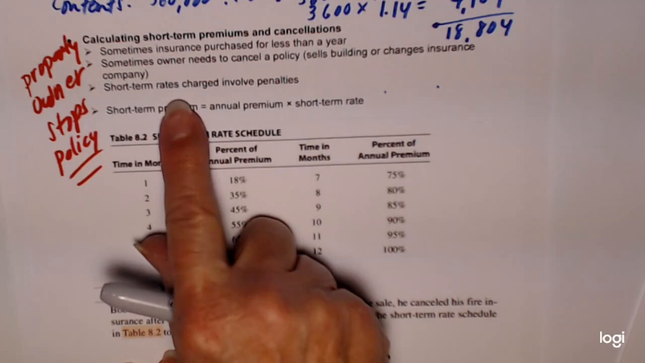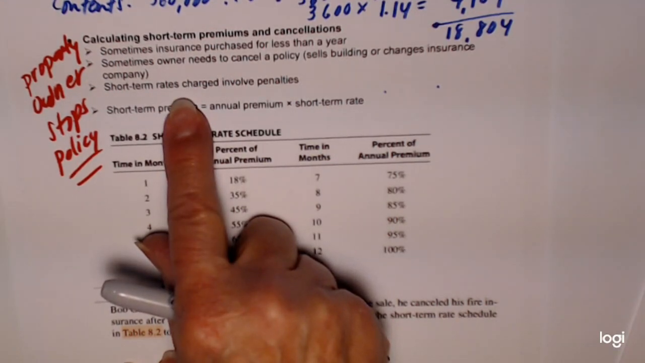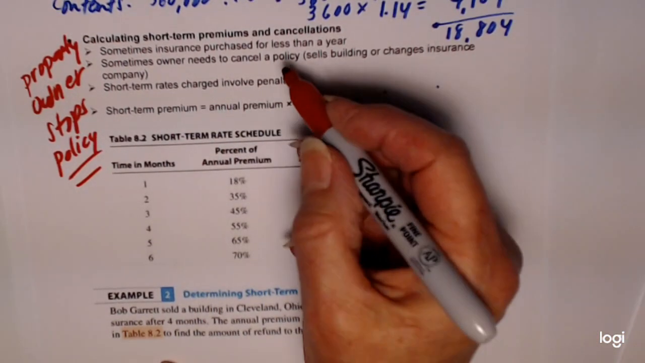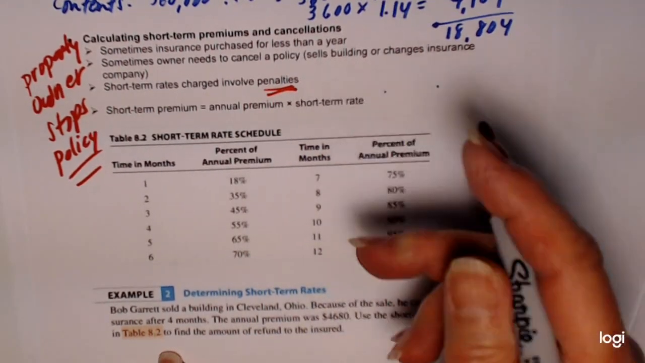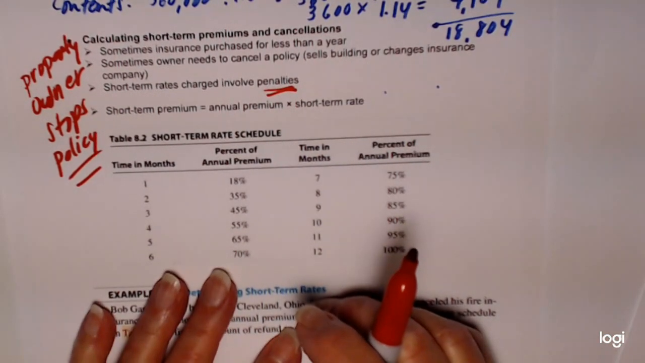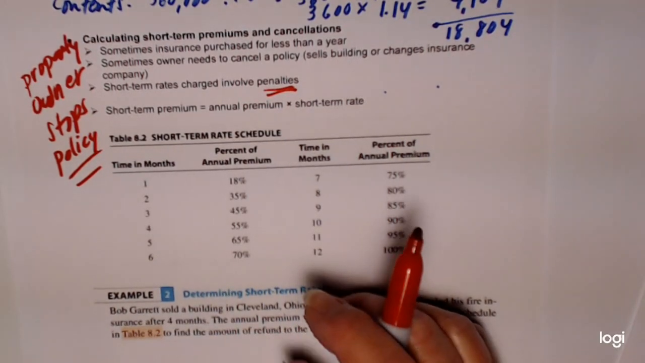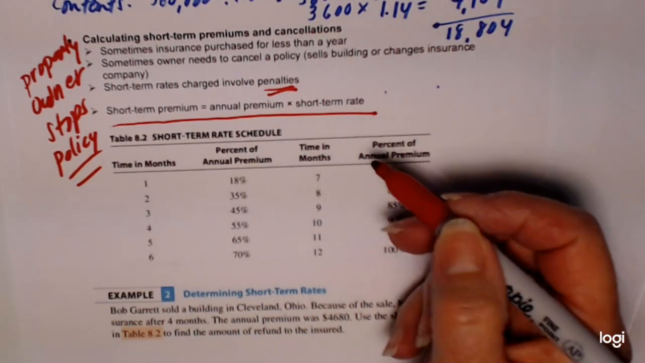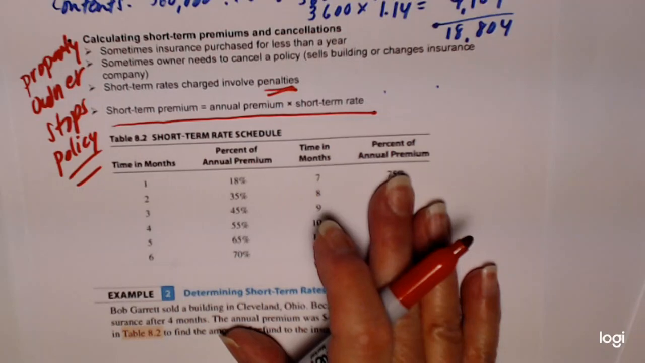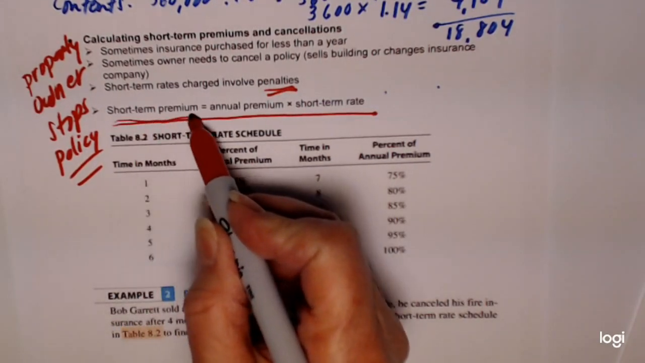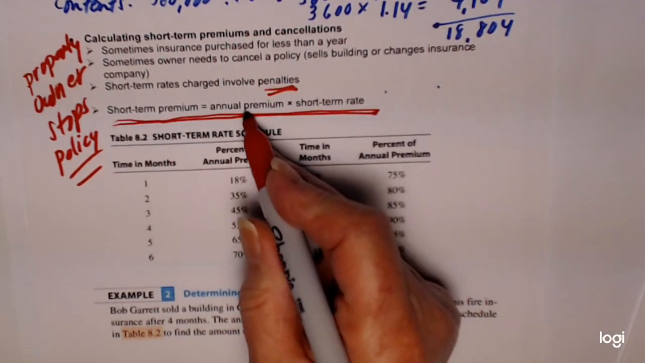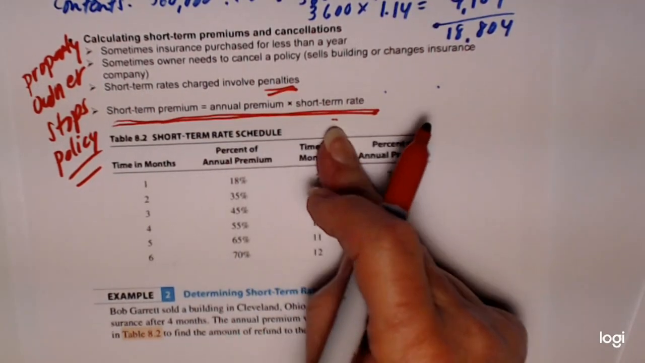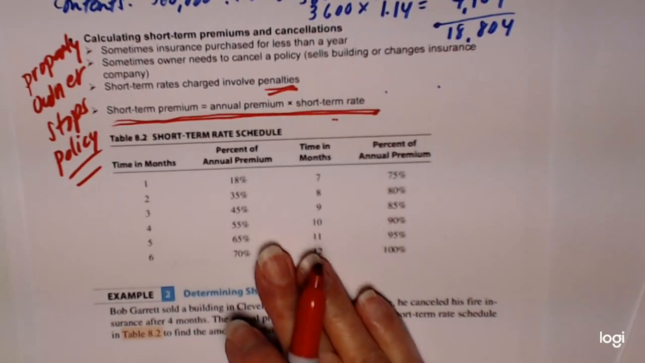And when this happens, when the owner stops the policy, the short-term rates that are going to be charged involve penalties. So the insurance company is not going to let you out easily from this policy. They're going to make some extra money here. So short-term premium. Now we looked at annual premium. This is when we have an annual premium, but we want out for some reason. So for the short-term premium, we're going to be taking the annual premium and multiplying it by a short-term rate. And remember I said these rates involve penalties.